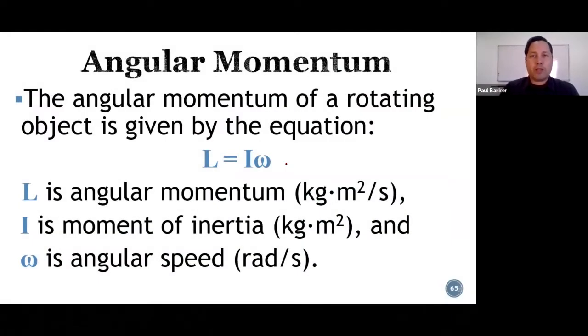We're going to begin with angular momentum. The angular momentum of a rotating object is given by the following equation, which is L equals I times omega. Actually, that's not a W. That is the Greek letter omega. L is the angular momentum of an object, which is measured in kilograms centimeters squared over seconds. I is the moment of inertia of the object, which is measured in kilograms centimeters squared. And finally, omega is the angular speed of the object measured in rads per second.